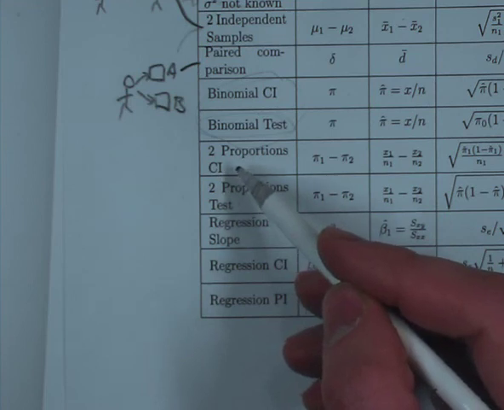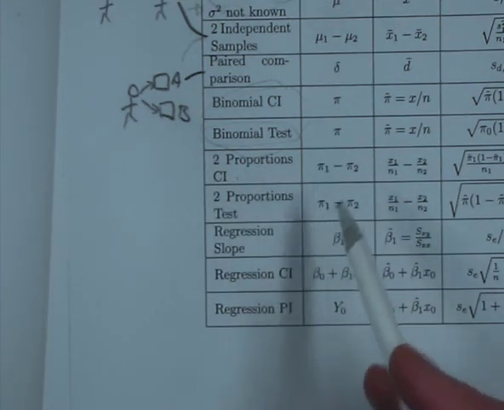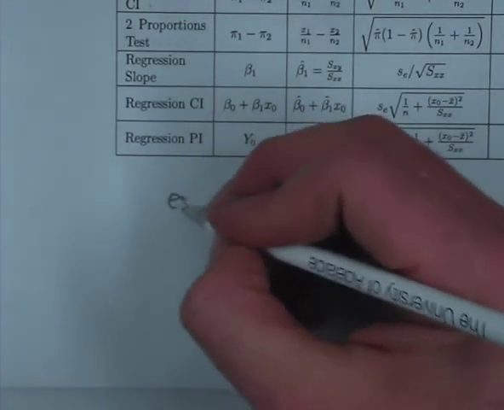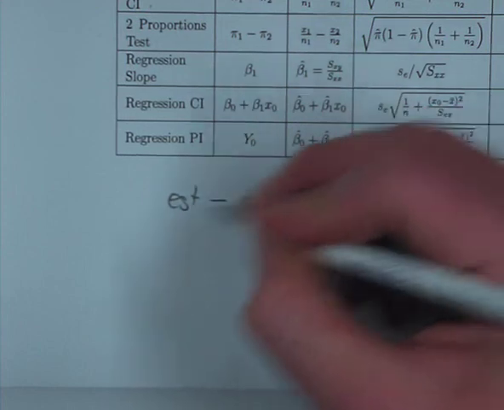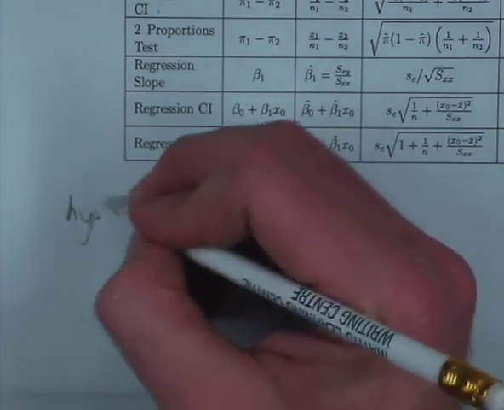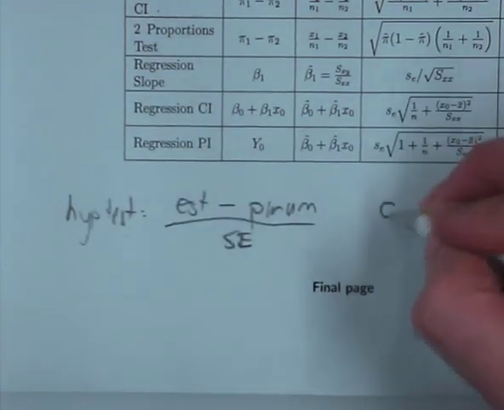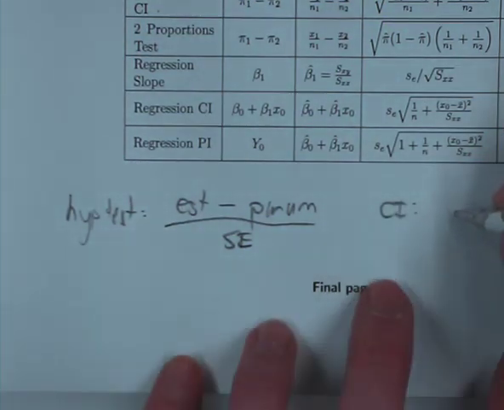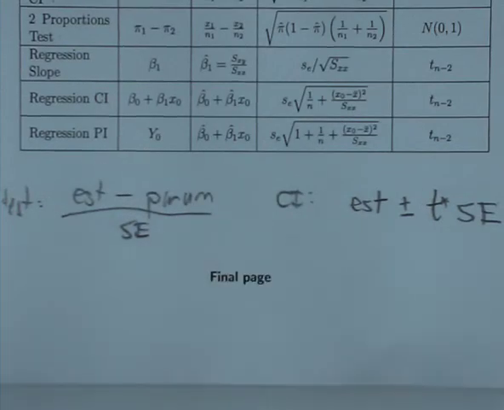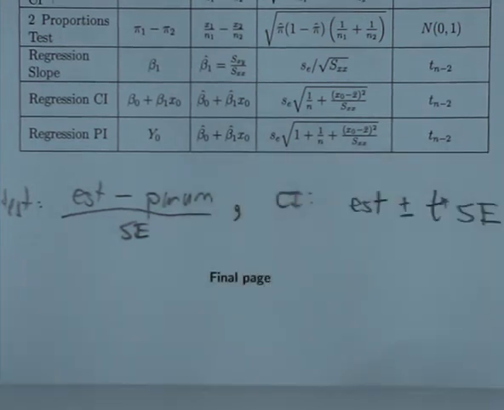So it's important to separate those on your chart, because the formula that you use in this proportion situation for the hypothesis test is different to the confidence interval. So just to let you know, we have our estimate minus parameter divided by standard error. That's the hypothesis test. For a confidence interval, we take the estimate plus or minus the t or z times the standard error. And so you use the same information in the table in a different order.